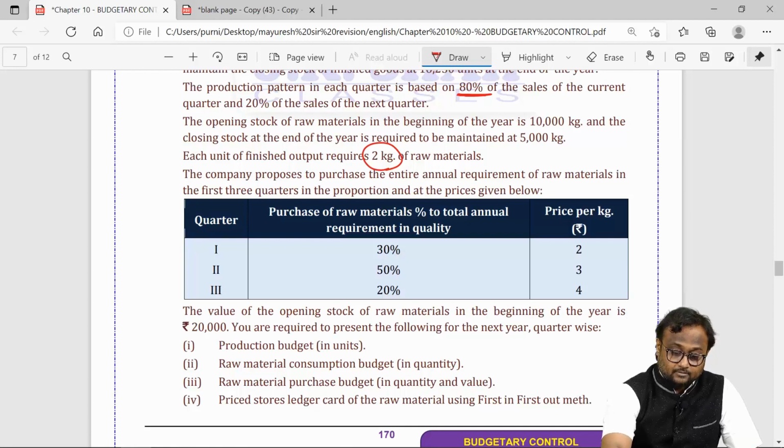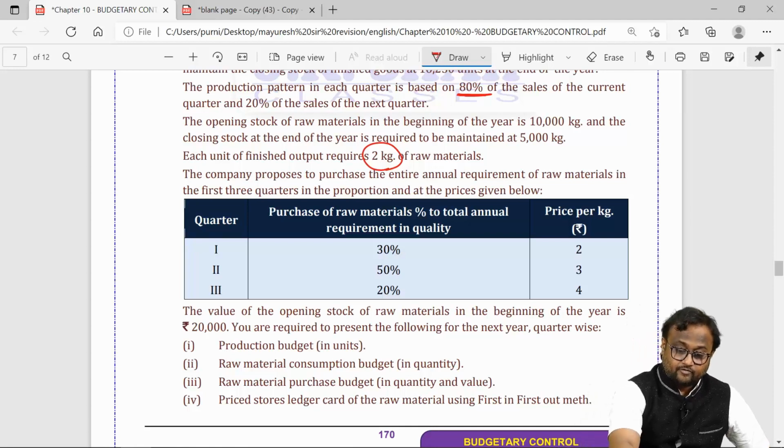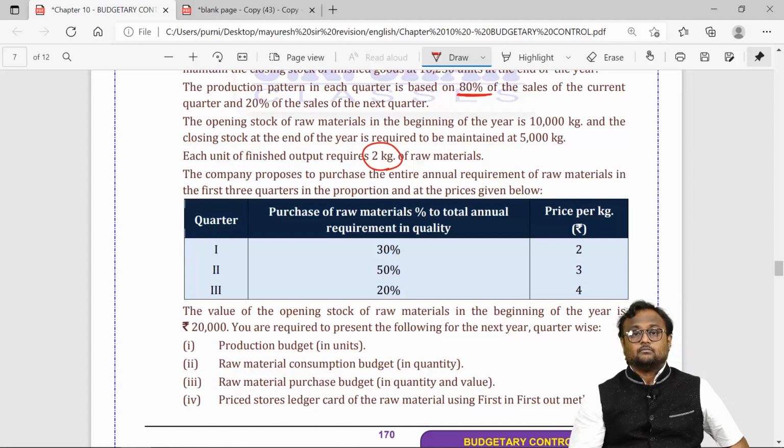Out of that, 30% in the first, 50% in the second, 20% in the third. You will get the quantity to be purchased in the first 3 quarters, into 2, 3, 4, will give you the total cost of purchase. It's that simple.